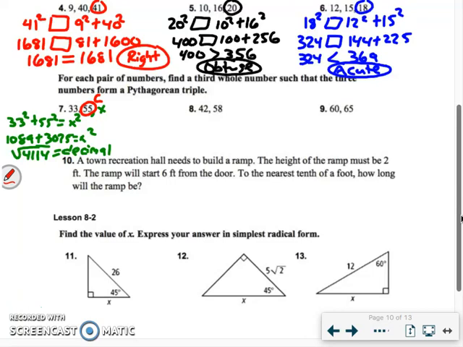And that happens for all of these. It's just the way that it works out. 58 is C for 8, and 65 is C for 9. So sometimes they give you the hypotenuse, and you have to find something in between.